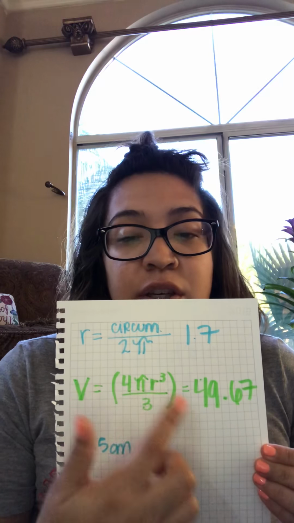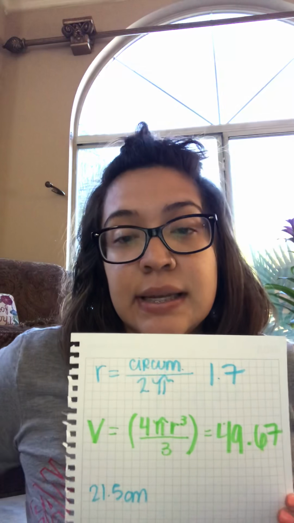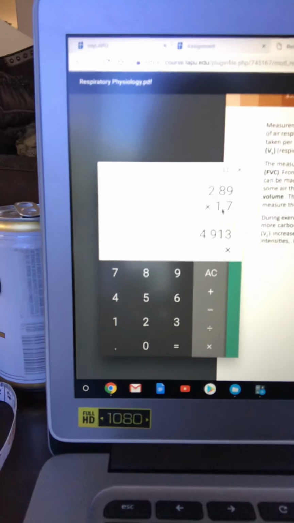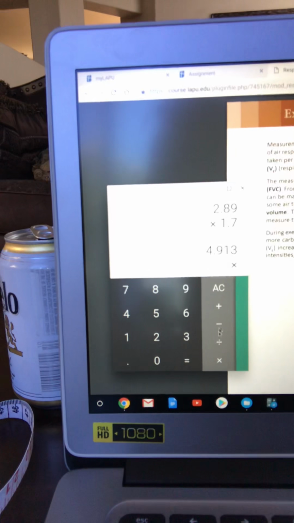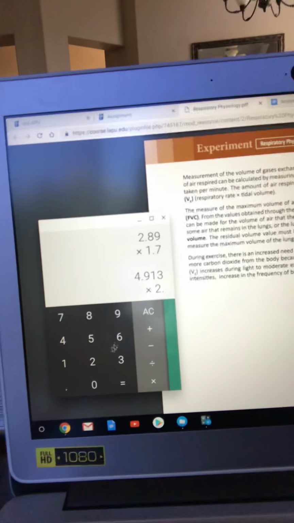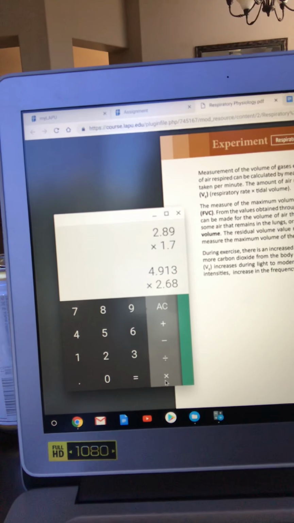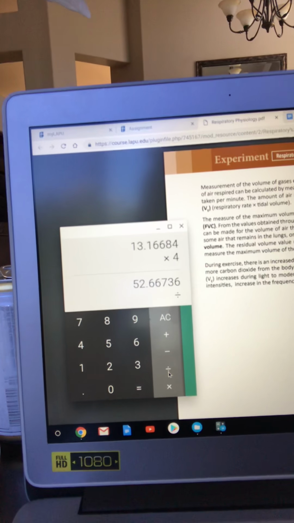It's actually radius cubed times pi times 4, all divided by 3, and that's going to give us the tidal volume. So when I did that, I'll turn around the phone so you can see the calculator here. Okay, so I took the number of radius 1.7 and cubed it. It gave me 4.9. So then I'm going to times that number by pi, which is 2.68. And we're going to times that number by 4. Then we're going to divide the entire number by 3.